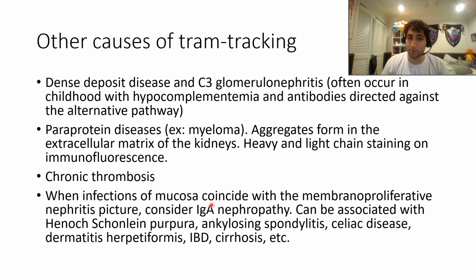And then there's when infections of the mucosa are happening with this picture at the same time. So what happens is someone gets like an upper respiratory infection or GI infection, and within 1 or 2 days they have this nephropathy. Consider IgA nephropathy. Remember, IgA is the antibody that's active in the mucosal surfaces. So when you get these mucosal infections, you have increased IgA, and you can get an IgA nephropathy. So it makes sense that it would happen with these mucosal infections. All right, it can be associated with Henoch-Schönlein purpura, ankylosing spondylitis, celiac disease, dermatitis herpetiformis, IBD, cirrhosis, etc.